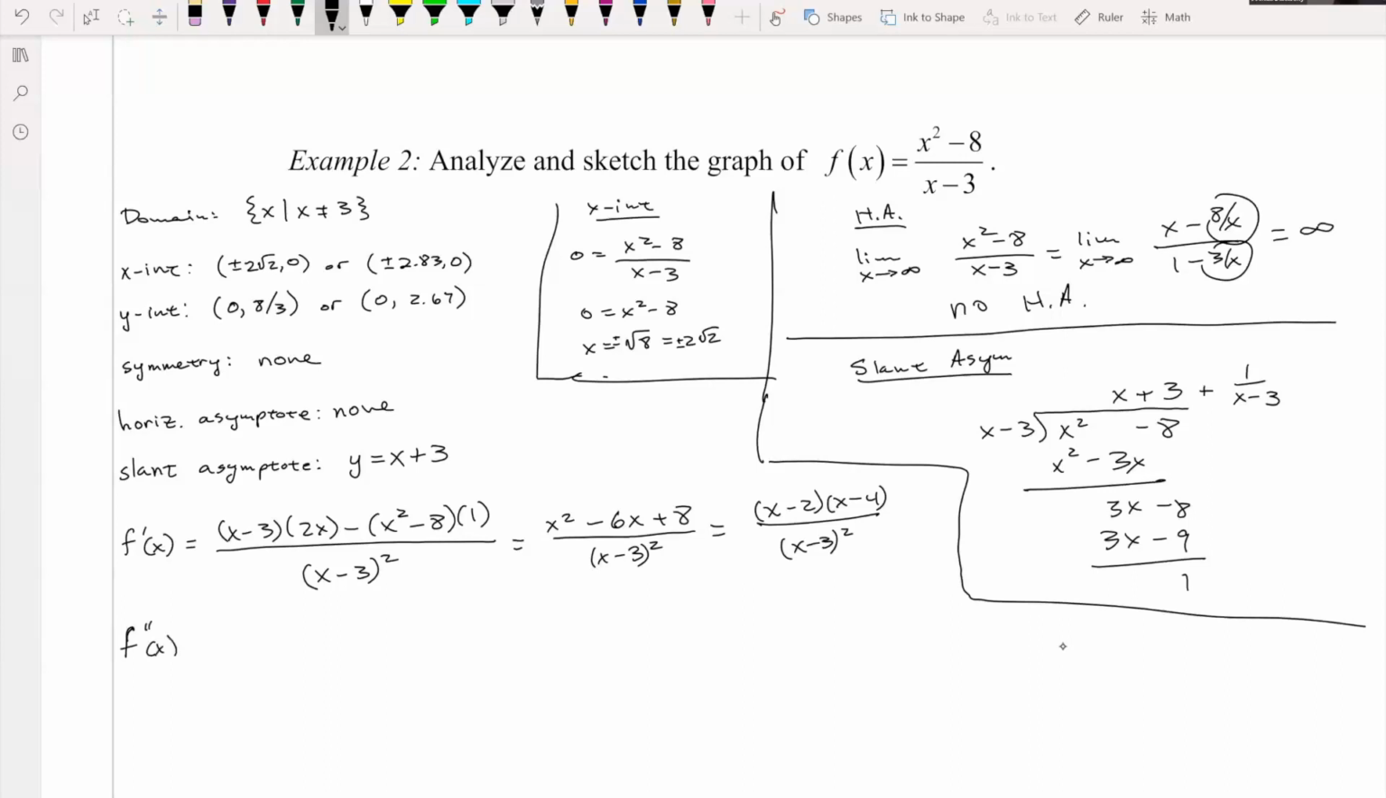While we're at it, get all our derivatives out of the way. I'm going to use this one here and do the quotient rule again. So we're going to do the bottom times the derivative of the top minus the top times the derivative of the bottom all over the bottom squared.